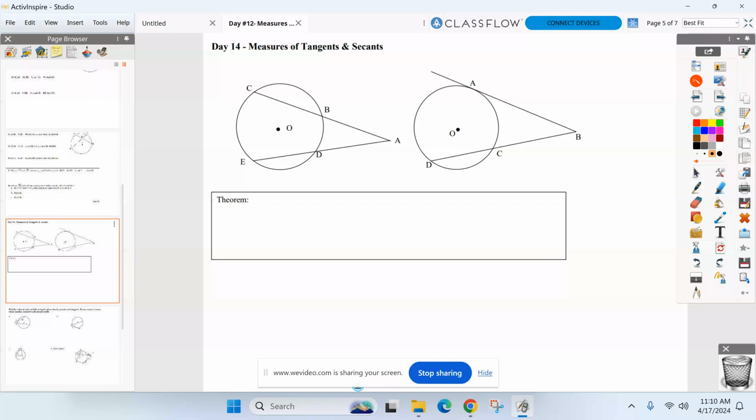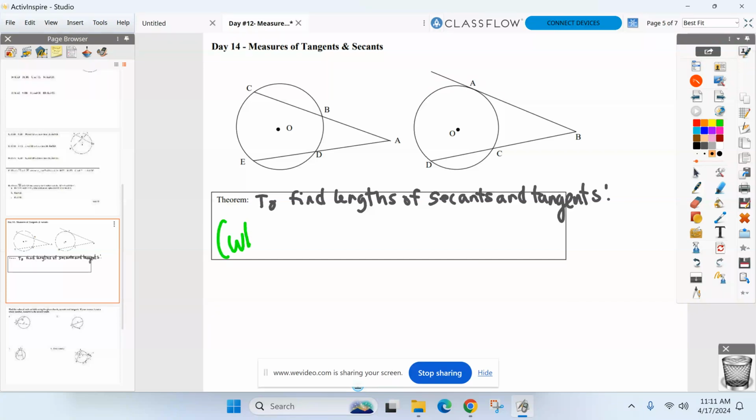All right, an expression. So we'll start it off here. To find lengths of secants and tangents, chords we did yesterday. So to find the lengths of secants and tangents, you're going to remember a phrase for me. Whole, with the W, times external.